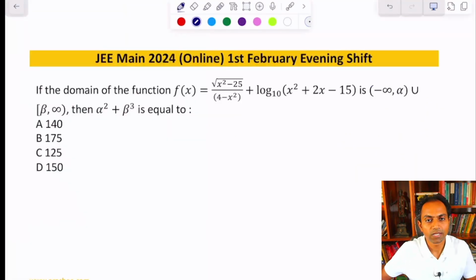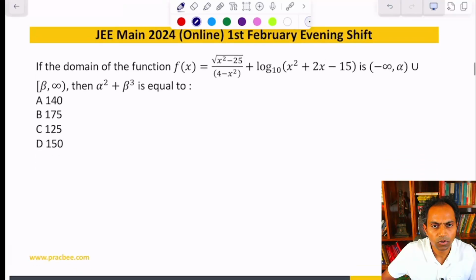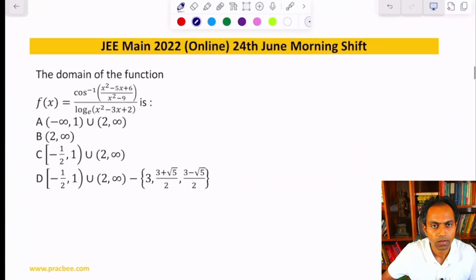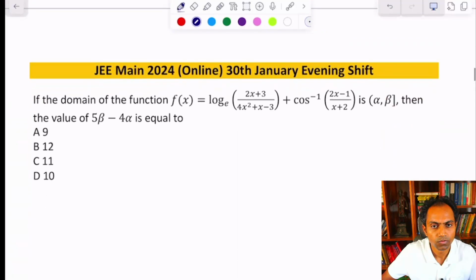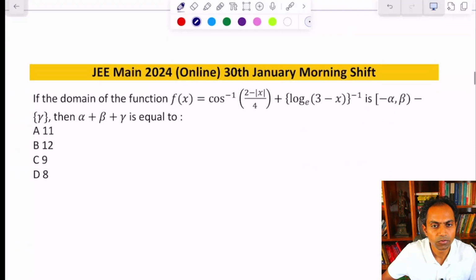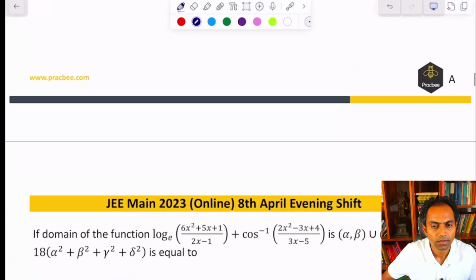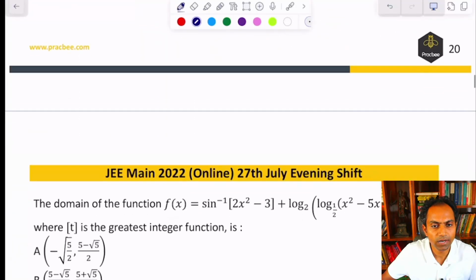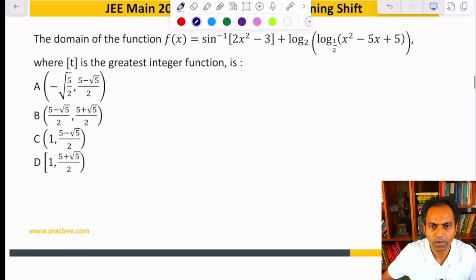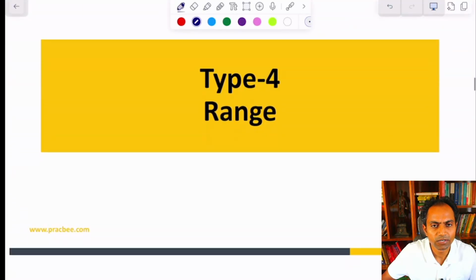Now more questions are given here for your practice, but again, all of these questions, from 2021, 2022, 2024 again, and 2023, can be solved using similar kinds of techniques that we used earlier. So there is nothing new, nothing complicated. Just apply the condition, get the answer.